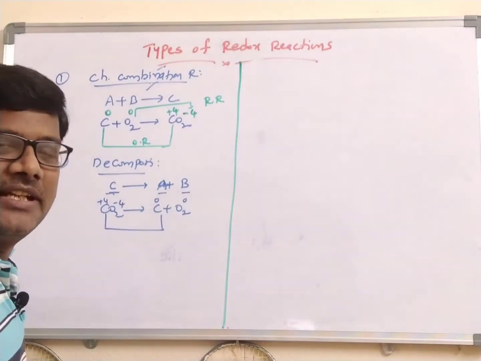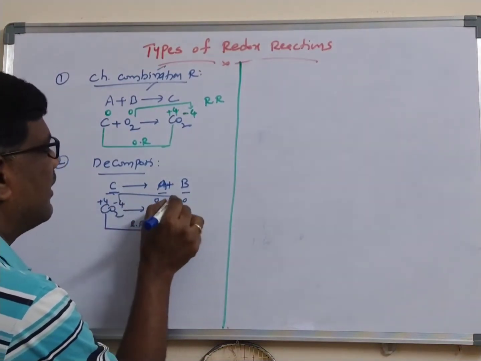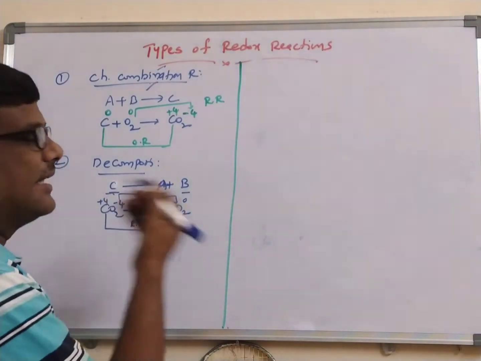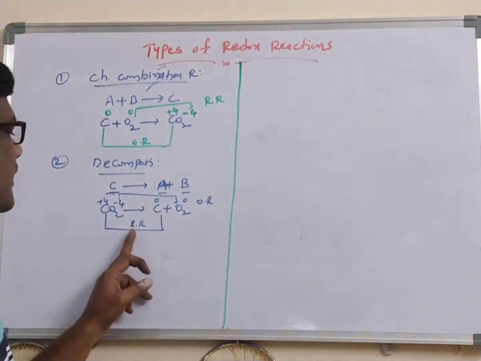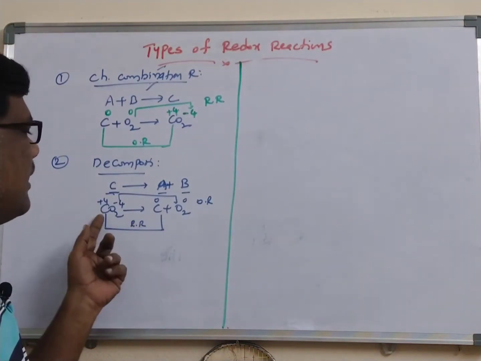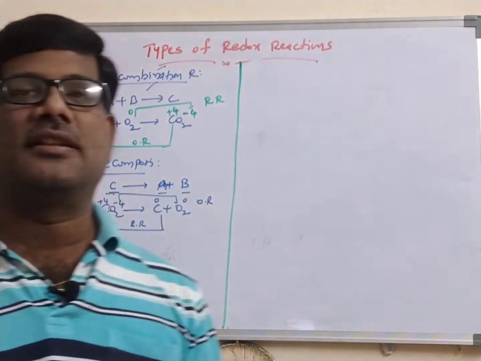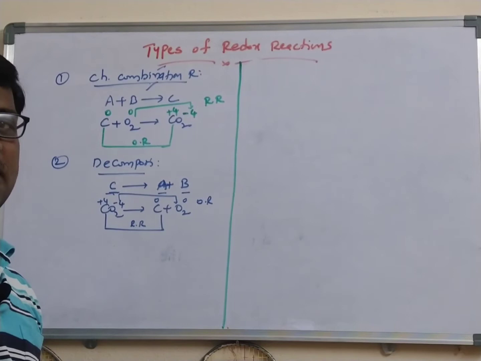+4 to 0 is nothing but a decrease, and a decrease is nothing but a reduction reaction. The oxygen oxidation state, if you observe, goes from -2 to 0, an increase, and an increase is nothing but the oxidation reaction. Both oxidation and reduction take place simultaneously. When a compound splits into two or more than two elements, the reaction is said to be the chemical decomposition reaction.